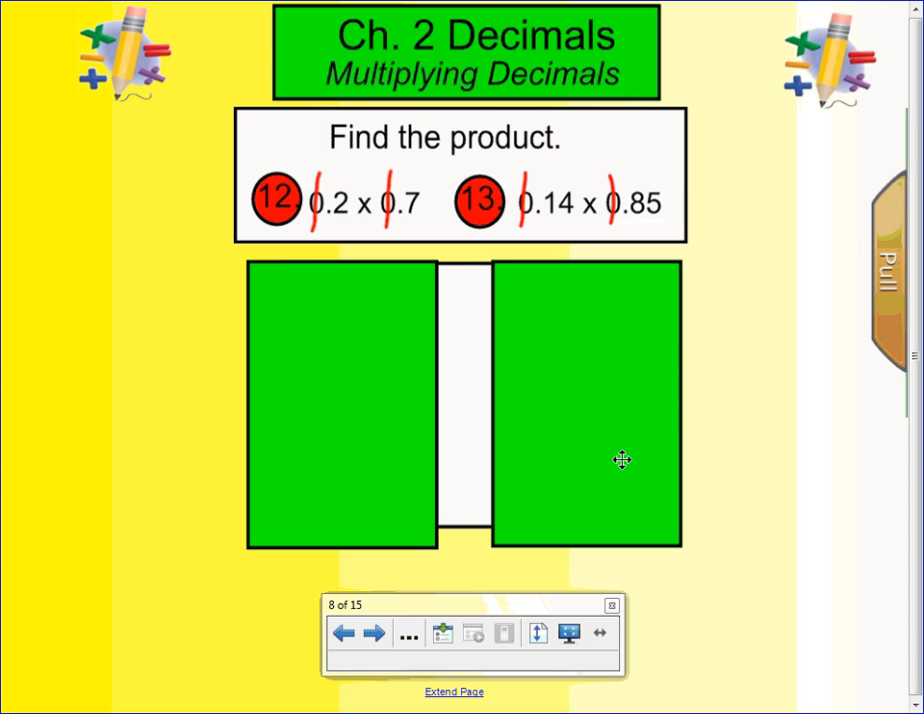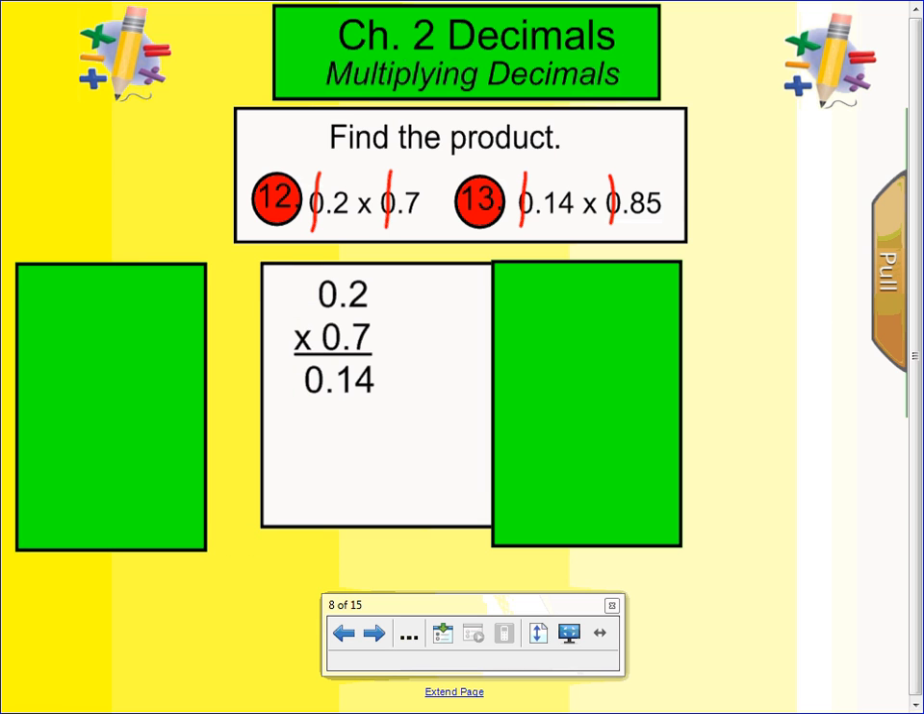Okay, welcome back. Let's take a look when we set that up. Remember, we can get rid of these zeros. We multiply 2 times 7 and we get 14. I have 1 digit after the decimal point there, 1 digit after the decimal point there, so I move over 2 places and I put my 0 back in to get 14 hundredths.